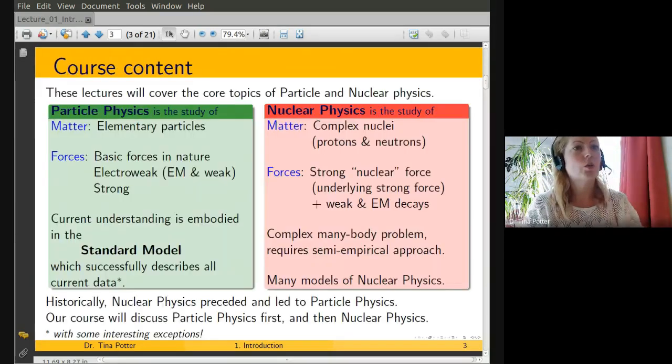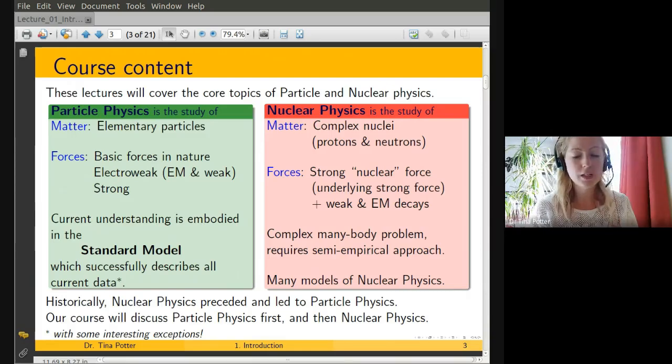Okay, we've done that. So what we're going to be doing in this course is covering both particle physics and nuclear physics. So with particle physics, we're dealing with elementary particles. Those cannot be divided down any further. They're not comprised or composed of any other particles. We're also going to be dealing with the fundamental forces in nature. The electroweak force, which is actually the electromagnetic and the weak forces unified at higher energies, and the strong force.